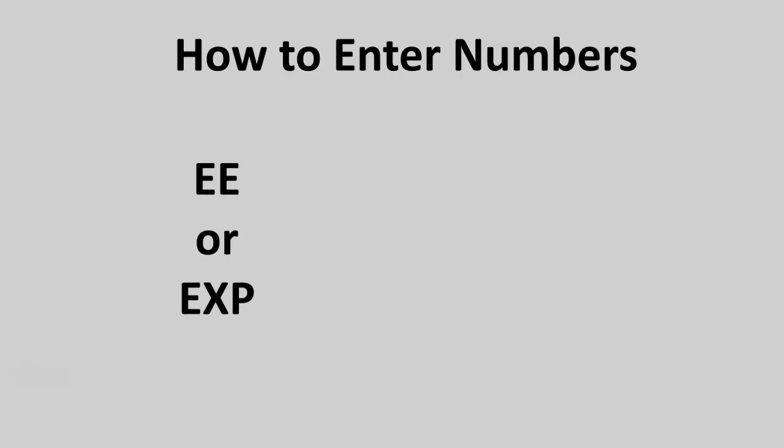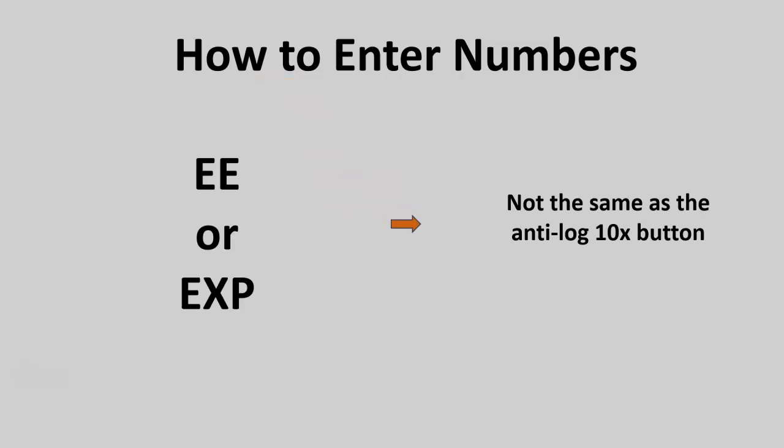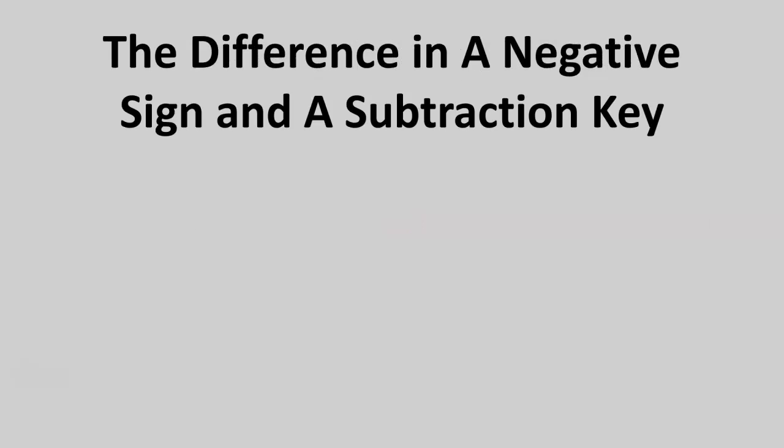So we're going to talk about how to enter some numbers. We have a button on our calculator. It looks like an EE or an EXP button. Well, I just want to make sure that you guys know that the EE or the EXP button is not the same as the anti-log 10 times button. Now, we don't have to worry about that button, the anti-log, until much later in the semester. So I just want to reiterate, the EE or the EXP is not the same as the anti-log button.